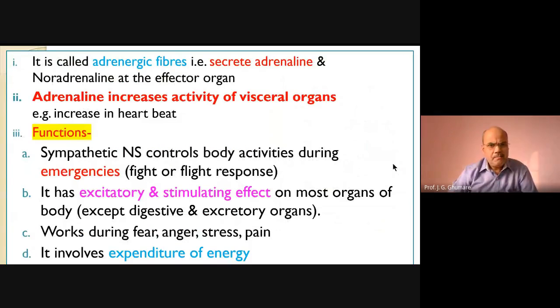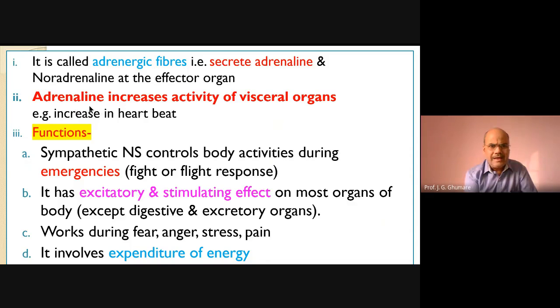Now, remember, the preganglionic fiber is short, and the postganglionic fiber is long. The postganglionic fiber secretes adrenaline, so it is called an adrenergic fiber, remember. As the postganglionic fiber is long, this will secrete adrenaline. So more adrenaline will be secreted here, in addition to the noradrenaline on the effector organ.